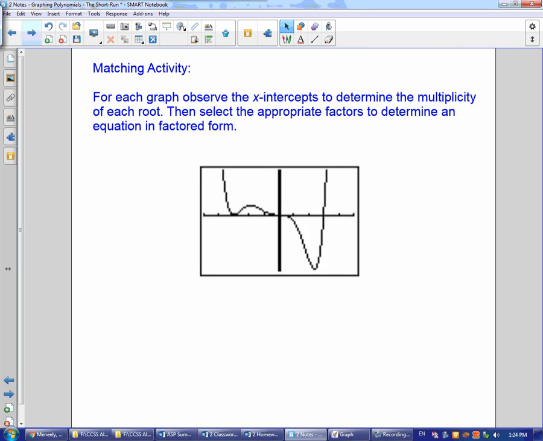Okay, you're going to do a little activity with your partner. And basically, you're going to have a bunch of little graphs, and then you're going to have a bunch of factors. Some of those factors represent a single root, some of those factors represent a double root, and some of them represent a triple root. And your goal is to basically write out an equation for each of the graphs by using the factors. So it's a sorting activity where you're going to match everything up and then hopefully be able to write the equation in factored form. So go ahead and press pause on the video and complete the activity with your partner, and then we'll wrap up in a little bit.